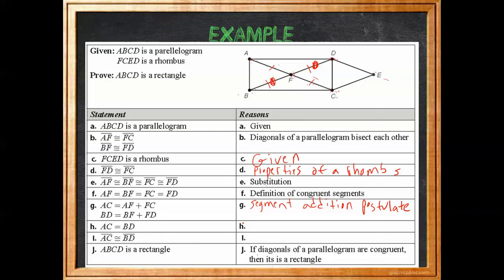Okay, and again, that's because of substitution, right? Because if we look here, right, AC is equal to AF plus FC, right? And we know that AF equals FC, BF plus FD. All of these equal each other. So therefore we can say AC equals BD because we just substituted in, okay? And then now we can say that AC is congruent to BD, and that's just definition of congruence.